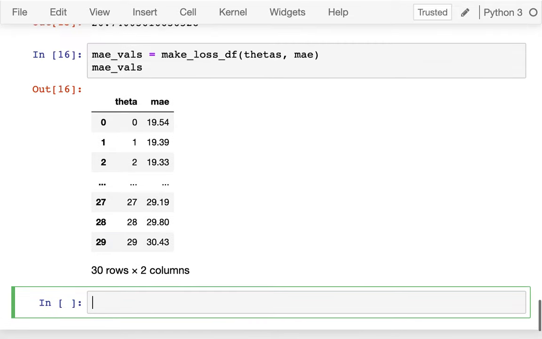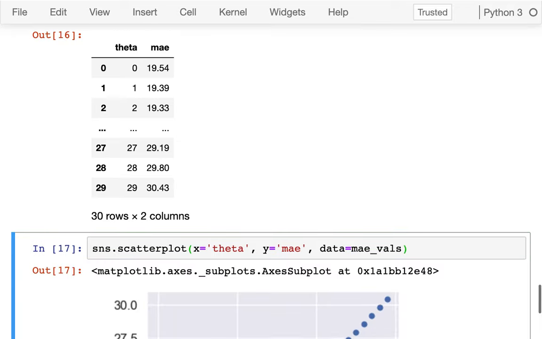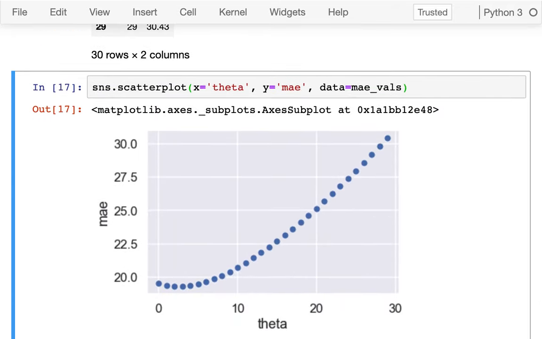I can also plot these. So if I write scatter plot, x equals theta, y equals MAE, like so, I get this plot here, which looks kind of like our mean squared error loss curve. But this time I'm swapping out the mean squared error with the mean absolute error. Okay. One thing you may have noticed is that the y-axis here is much smaller. Why is the y-axis much smaller?